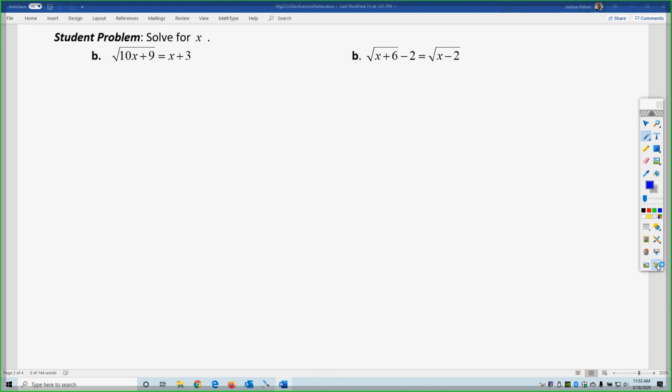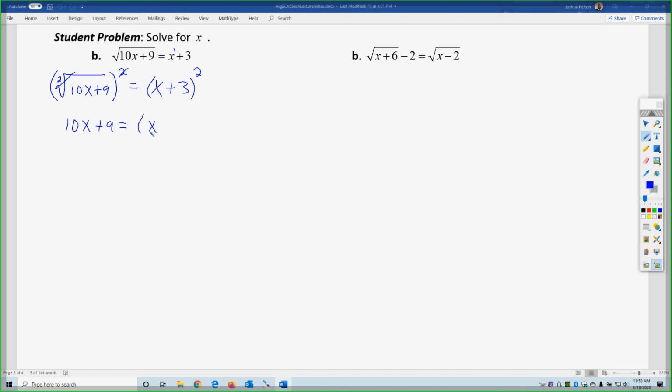Okay, next two problems, they both have multiple powers of x. They have x to the 1/2 and x to the first power. Thus, isolation is not going to work here. The goal is to cancel the radicals by doing squares to both sides, or exponents. So 10x plus 9 squared and x plus 3 squared. Okay, so that'll cancel on the left side. So we're left with 10x plus 9.